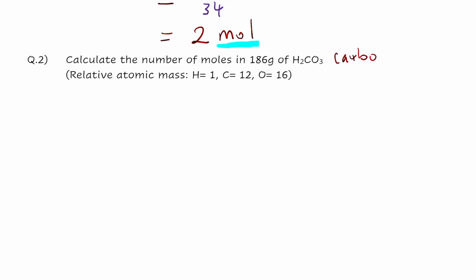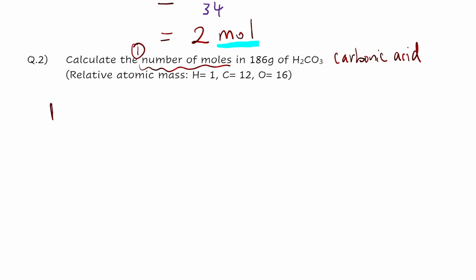Carbonic acid is a type of acid, and you'll learn more about acids and also alkalis and something called base in book 2A. This is carbonic acid. Here, you're only asked to find the number of moles. You're not asked to find any atoms. So you're just going to use the first equation.